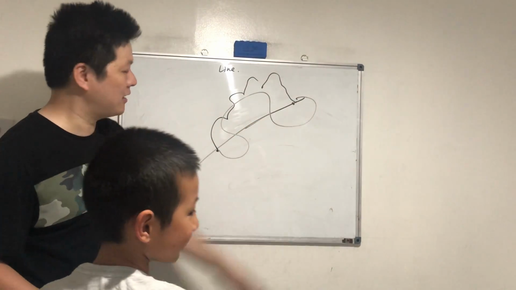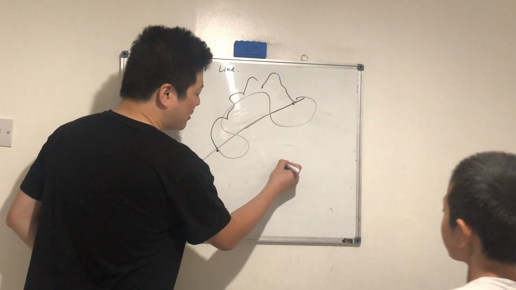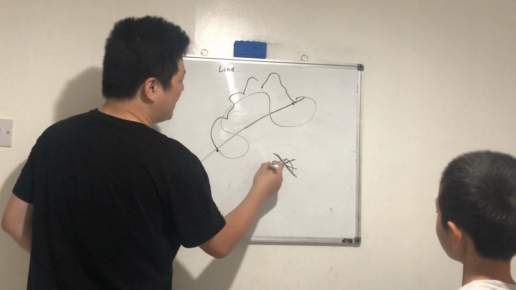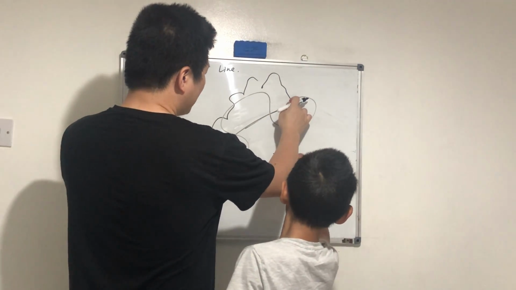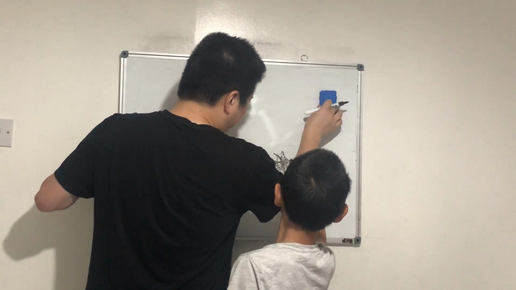Only one straight line, if these 2 points are not the same, right? If these 2 points collide with each other, then you can draw as many lines as possible. But we are talking about 2 different points on this space, okay? So now, this is the line.